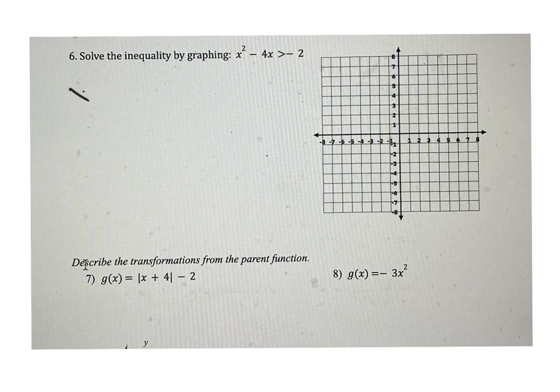All right, number 6 says solve this by graphing. What I'm going to do first is move this. I'm going to act like it says equals, equals -2. Now, usually I would try to factor this, or maybe it's not going to factor because no factors of 2 are going to give me 4.